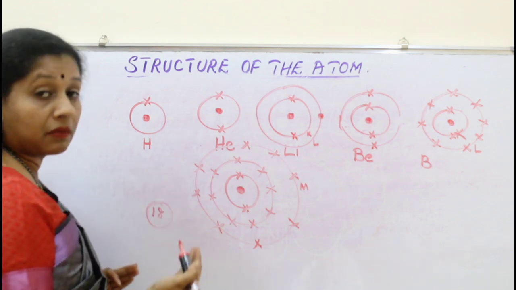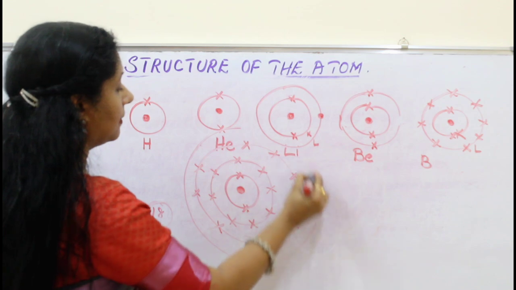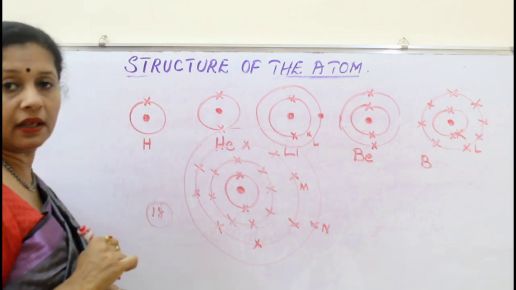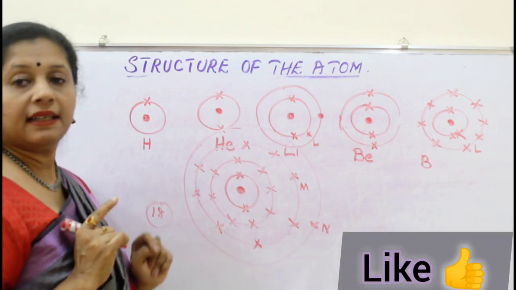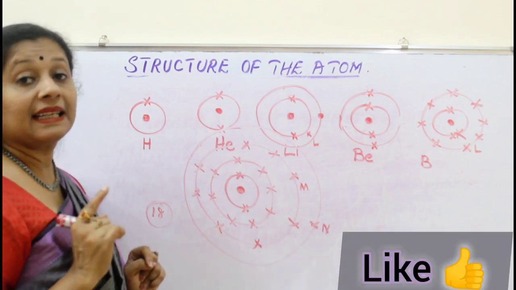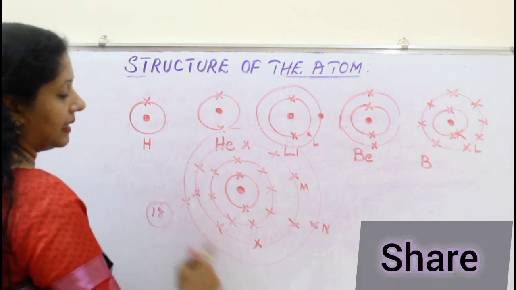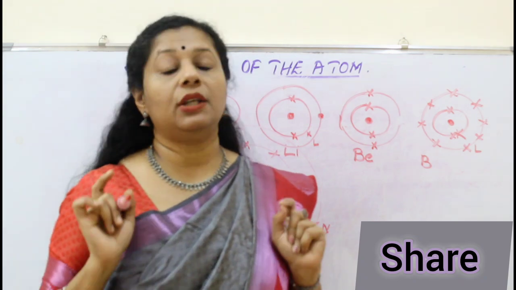Now comes our potassium, 19. So potassium will take the next, the N shell, and 1 electron will go there. So potassium has 19, so 2, 8, 8 and 1. Then who is there? Calcium. Calcium has 20. So 2, 8, 8 and 2. So all happy. Up to calcium, 20, you have to learn by heart.